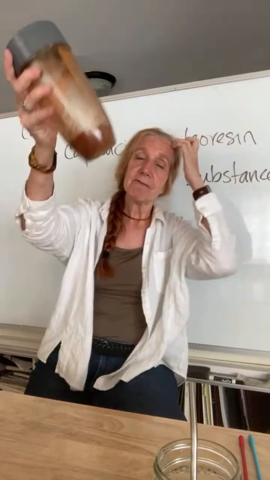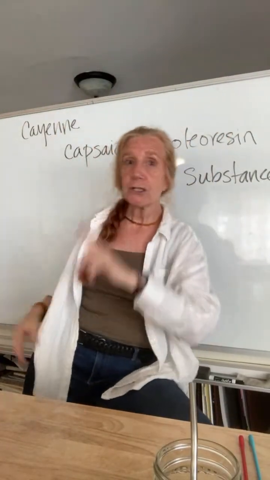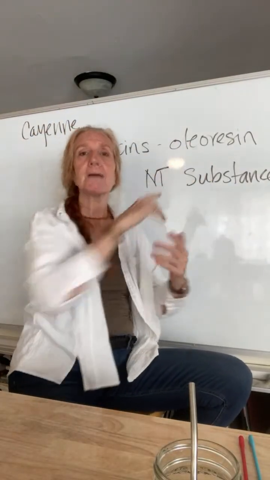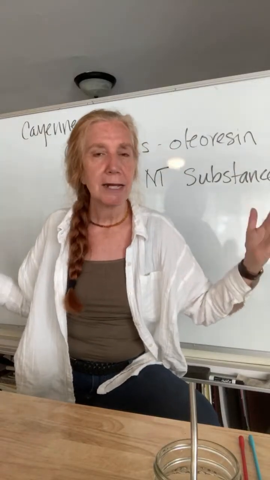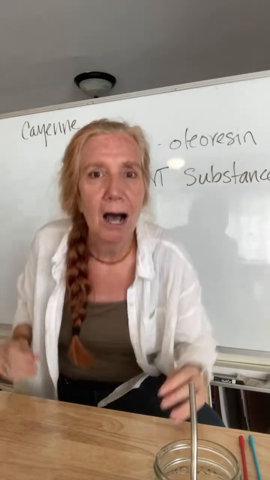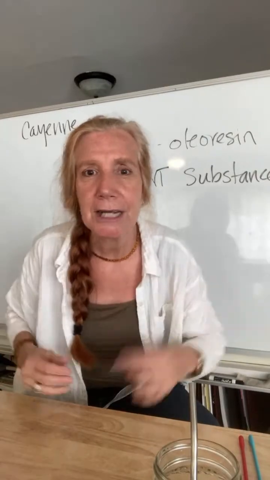So I have some cayenne that I ground up here. Now, what I want to do is focus on oleoresin extraction, right? Of course, a plant has a complex chemistry, and we want to honor and respect the complex chemistry of a plant. You make your own cayenne salve, 70,000 heat unit.